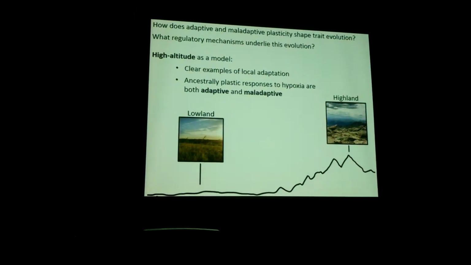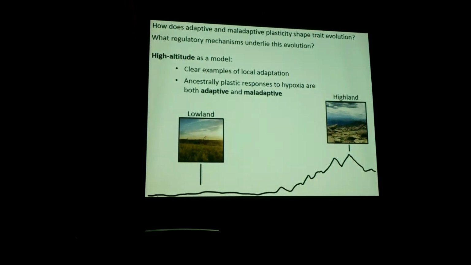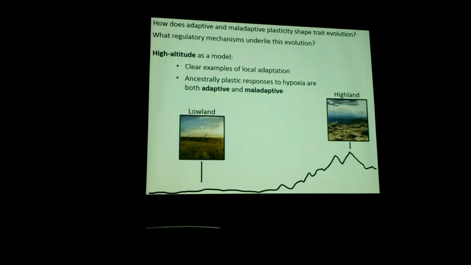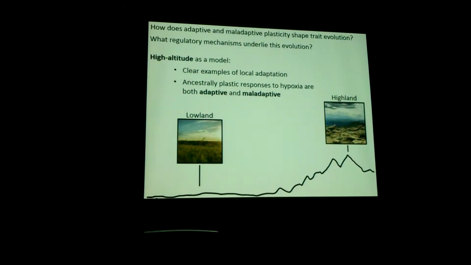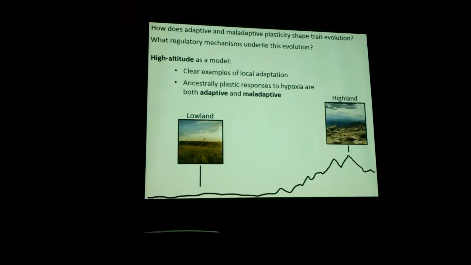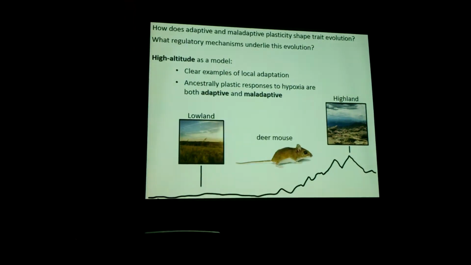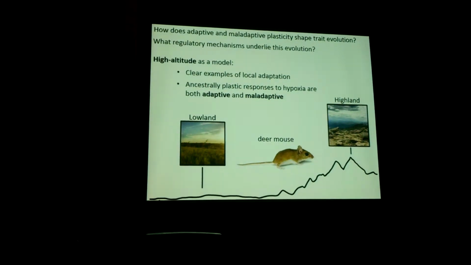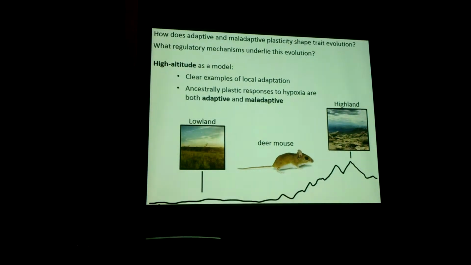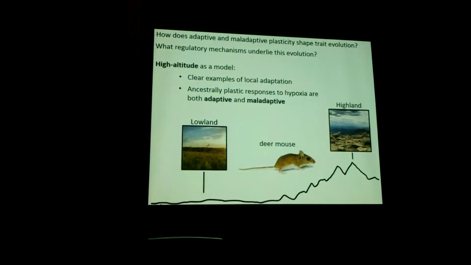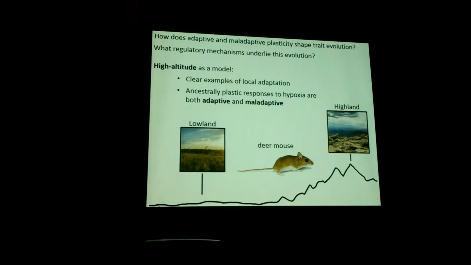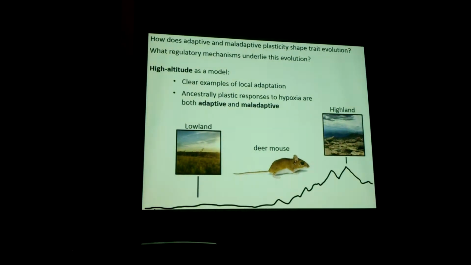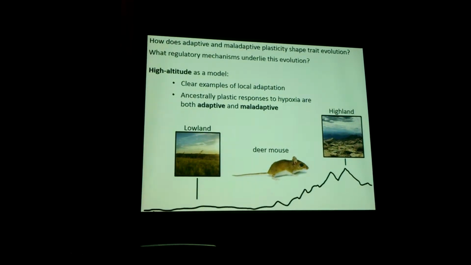And two, ancestrally plastic responses, so lowlander responses to hypoxia, can be both adaptive and maladaptive, in that they can either enhance oxygen transport to metabolizing tissues, or they can inhibit oxygen transport to those tissues in an environment where oxygen is really limited. And we've been using the deer mouse, Peromyscus maniculatus, as a model. They're good for a number of reasons. First of all, deer mice have the broadest elevational distribution of any North American mammal, and highland populations from the Colorado Rockies are locally adapted to high altitude relative to lowland populations.